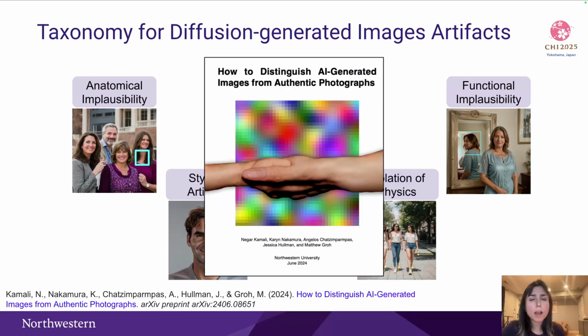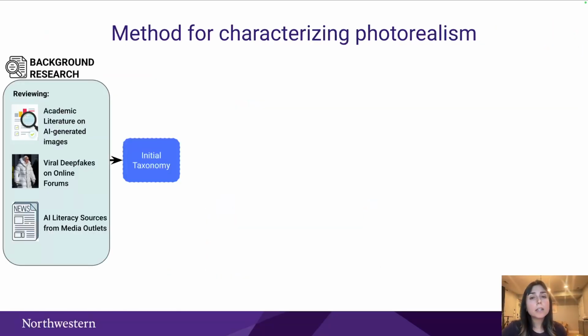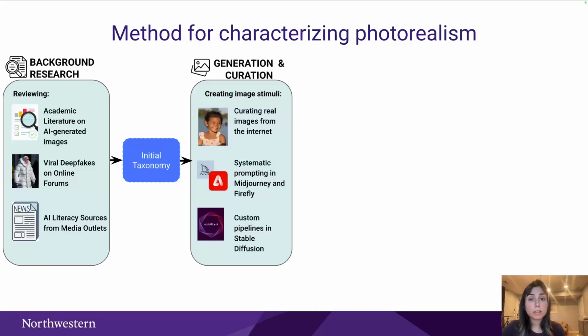Now, let me tell you how we built this taxonomy. Our taxonomy emerged through a couple of different steps. So first, there was background research on academic literature, on AI-generated images, online forums, and viral deepfakes. Then we created and curated thousands of images. We systematically prompted them in Midjourney and Firefly.